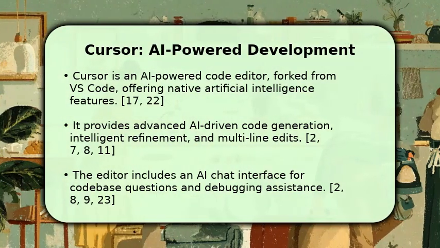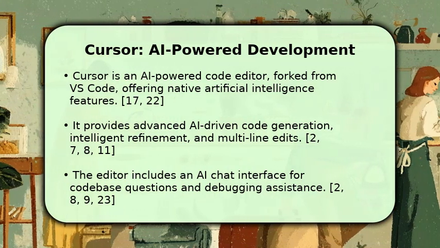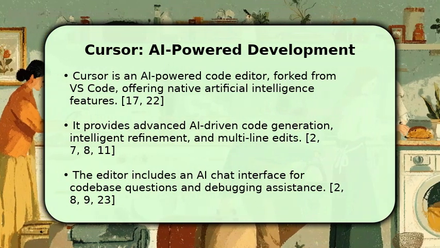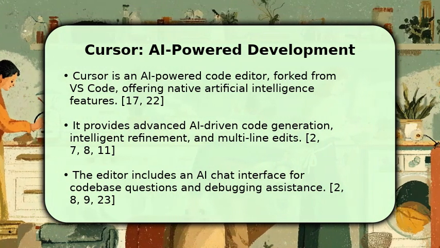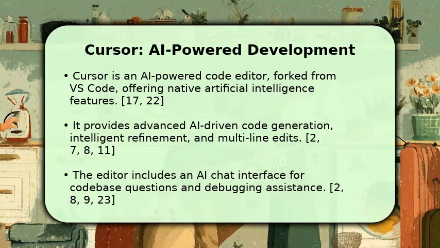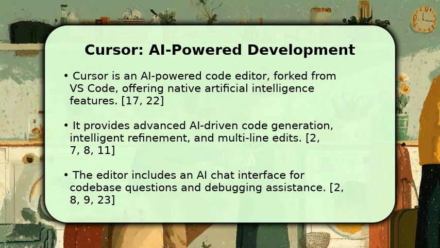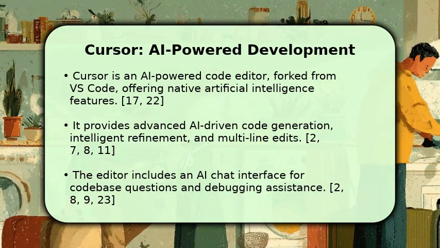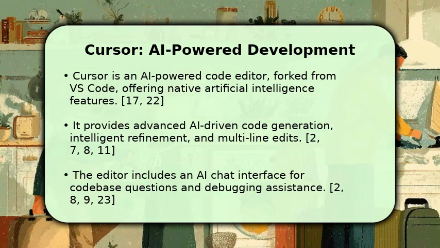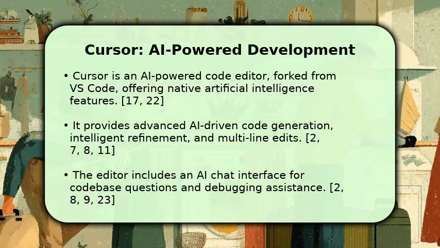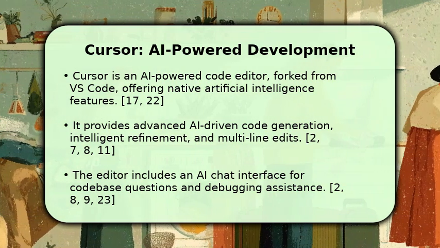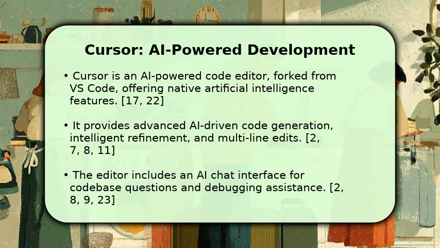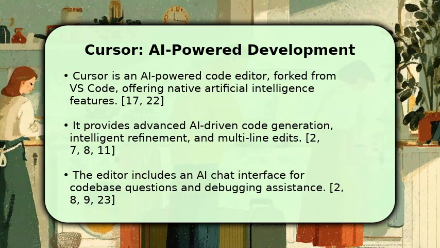Cursor stands out as an AI-first code editor, deeply integrating artificial intelligence into its core functionality. It's built upon the familiar Visual Studio Code foundation, but with native AI capabilities that truly accelerate development. Imagine having an intelligent assistant that can generate multi-line code, refine existing code, and even help debug issues by analyzing your codebase. Its chat interface allows you to ask questions directly about your project, making it feel like a true pair programmer, significantly boosting your efficiency and understanding.